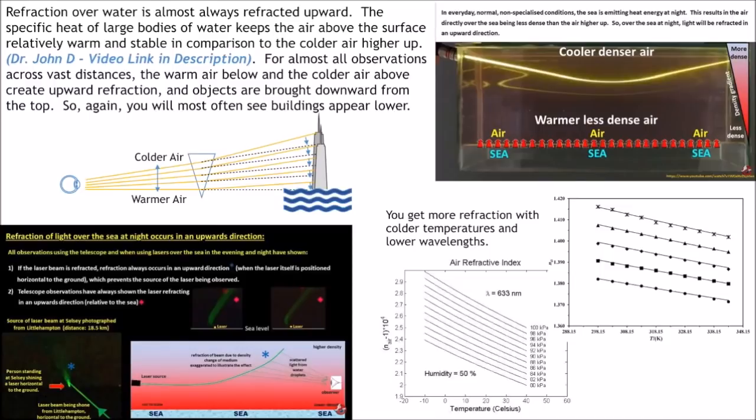And you can see the diagram of what that downward refraction would be like with an inverted prism, essentially. And again, most all laser experiments over large bodies of water show upward refraction of laser light. You can see somewhat the effect of a laser light being shot through a cooler, denser air medium above with a warmer, less dense air medium below. And again, you can see how it refracts upward.